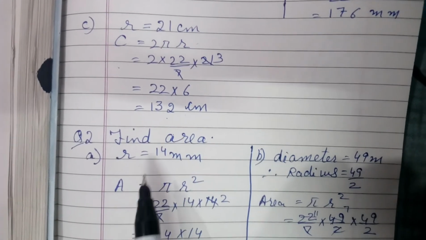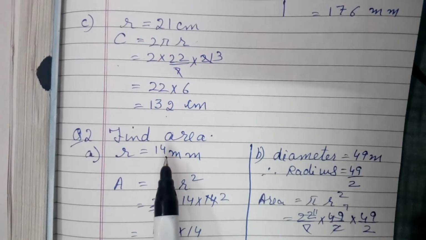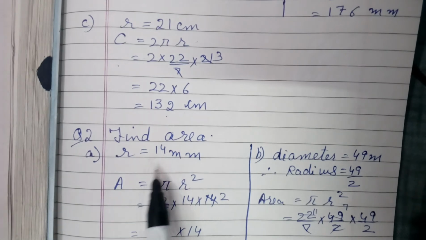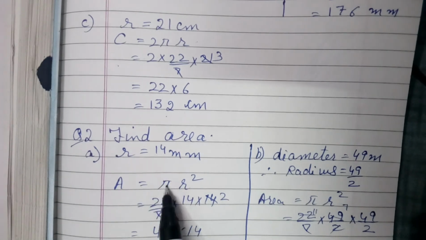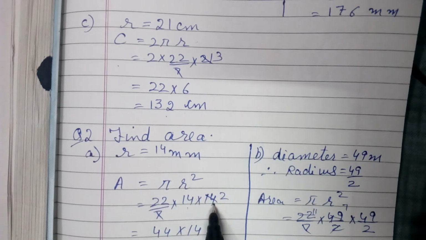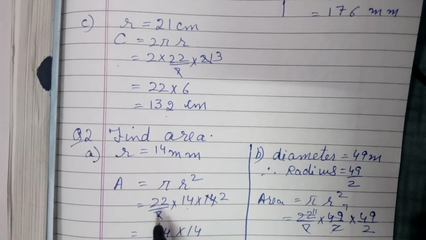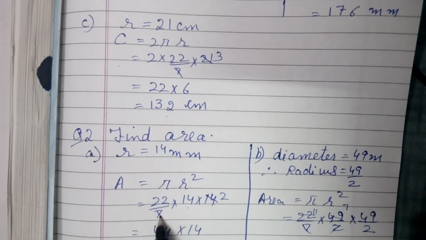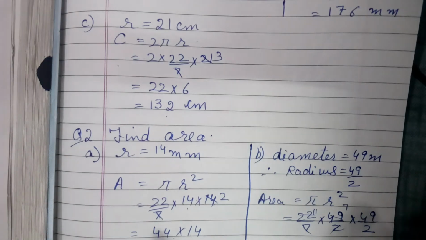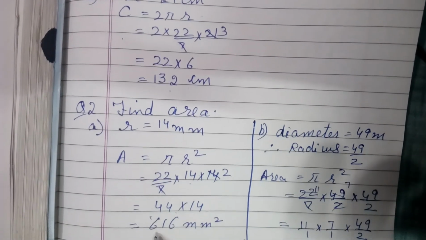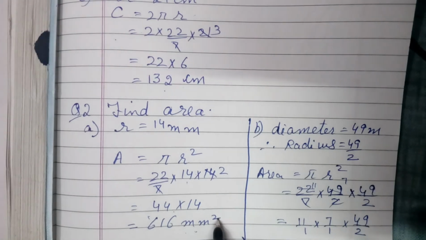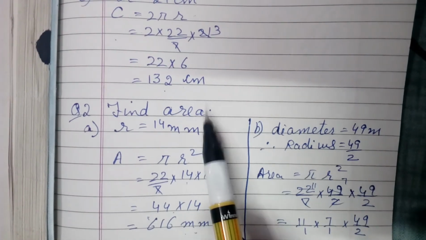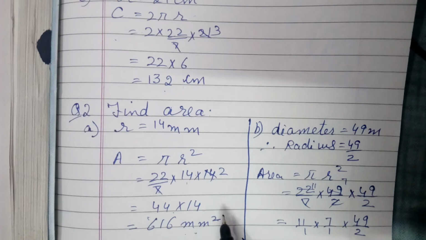Question number second is related to the area. Here also they have given the value of pi, otherwise see, like pi r square. So pi, what do you mean by r square? 14 into 14, 2 times being multiplied, and 7 and 14 are reducible, so you will take 22 by 7. So 44 into 14, and on multiplying you will get 616 millimeter square. Why? Because it is area, the unit should be in square.